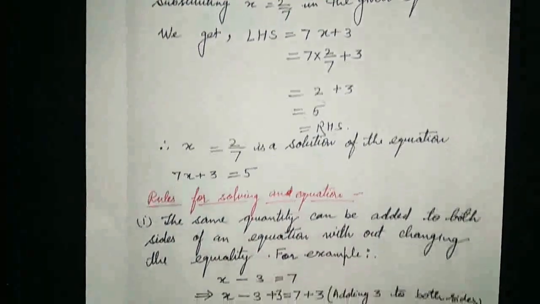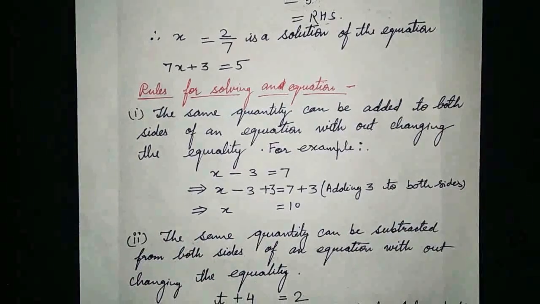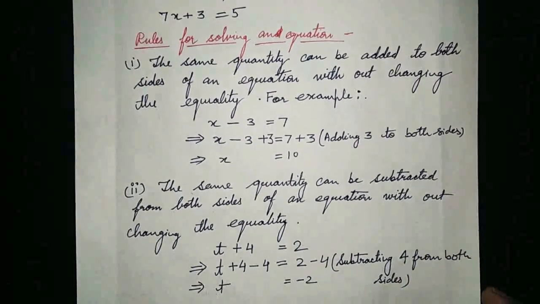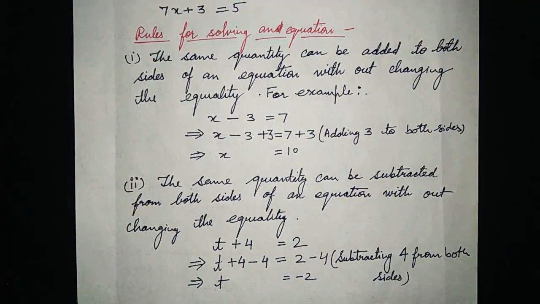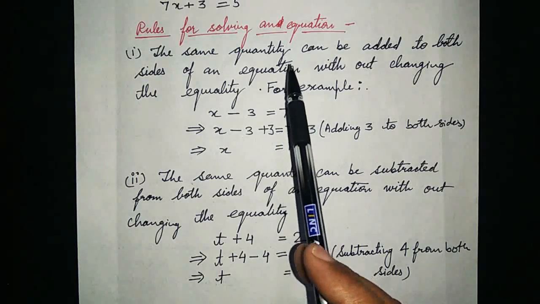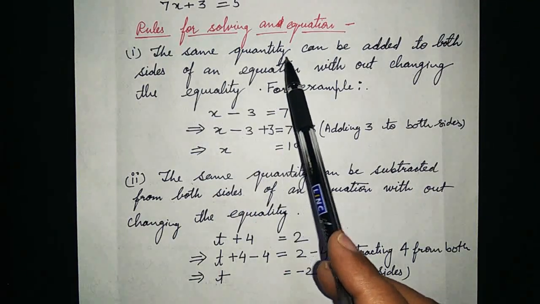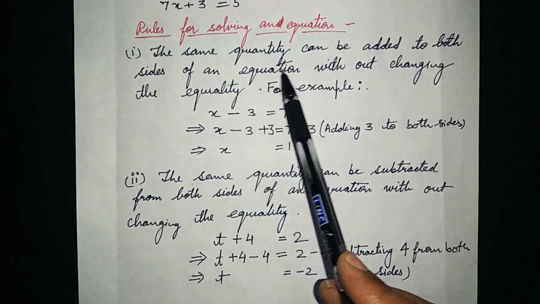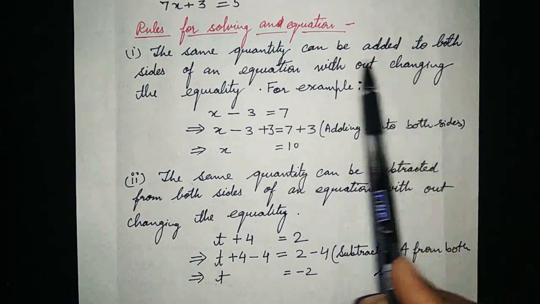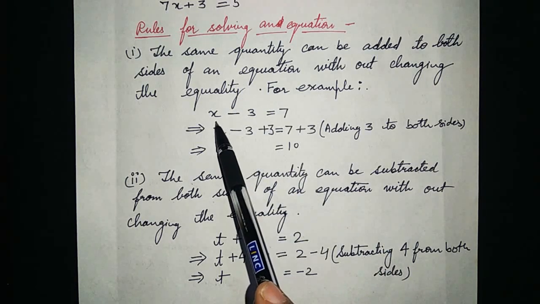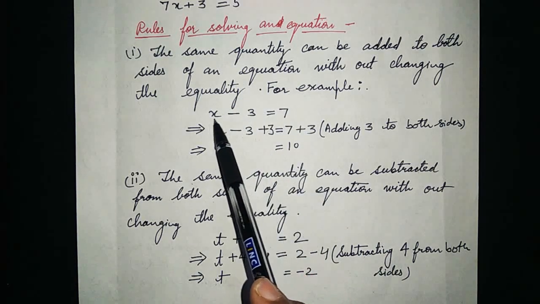Now I will tell you about rules. Rules for solving an equation. You see here the first rule to solve an equation. The same quantity can be added to both sides of an equation without changing the equality. For example, here you can see I have taken an example.